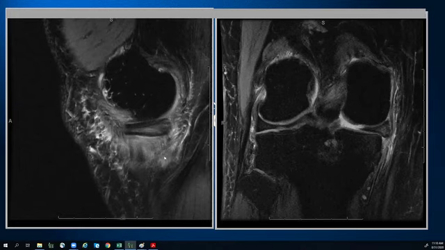So really try to use all the planes, build the 3D image in your mind of what's going on, and then follow up on all your cases and see how accurate you are.